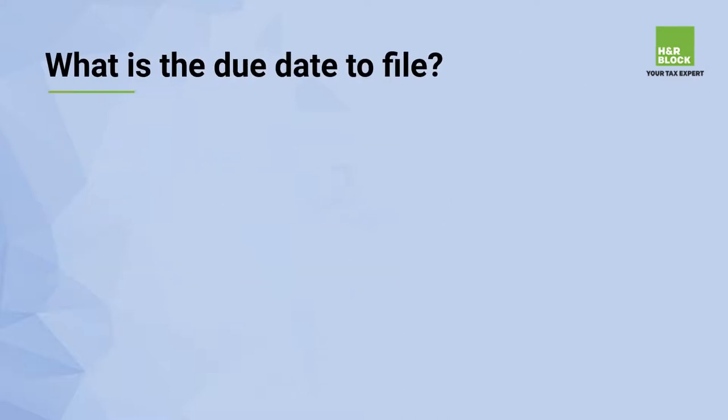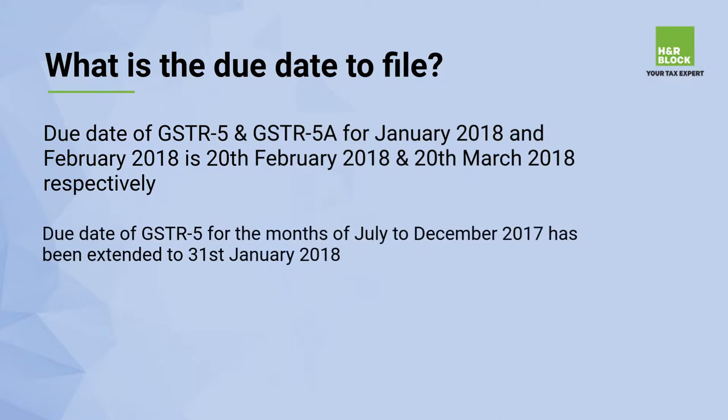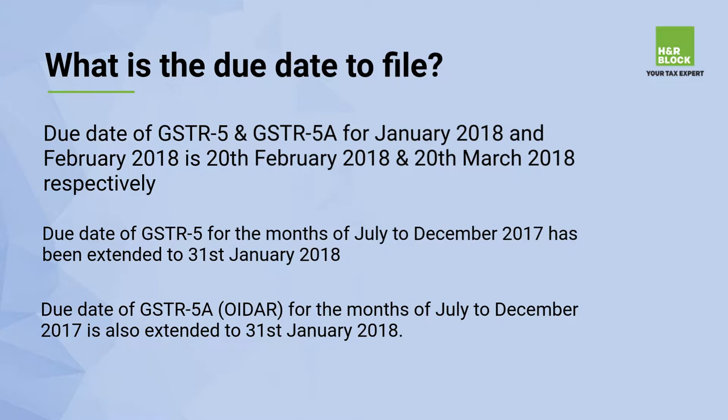What is the due date to file? Due date of GSTR-5 and GSTR-5A for January 2018 and February 2018 is 20th February 2018 and 20th March 2018 respectively. Due date of GSTR-5 for the months of July to December 2017 has been extended to 31st January 2018. Due date of GSTR-5A OIDAR for the months of July to December 2017 is also extended to 31st January 2018.